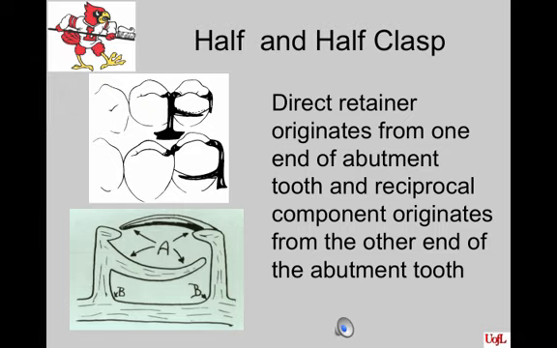The half and half clasp has a direct retainer that originates from one end of the abutment tooth, and the reciprocal component originates from the other end of the abutment tooth. McCracken's text indicates that there's really no use for this type of clasp in the bilateral extension-based partial. It was originally designed to provide dual retention in the unilateral partial denture design, which is not recommended under any circumstances.